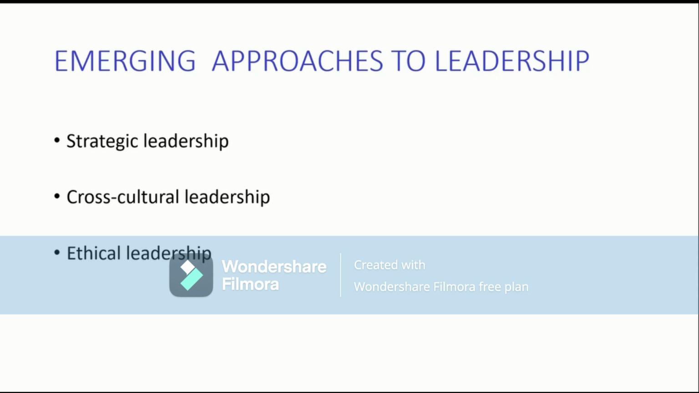Then the next is ethical leadership. Basically, reputation is everything, and a high standard of ethics and conduct is held to be a prerequisite for effective leadership.